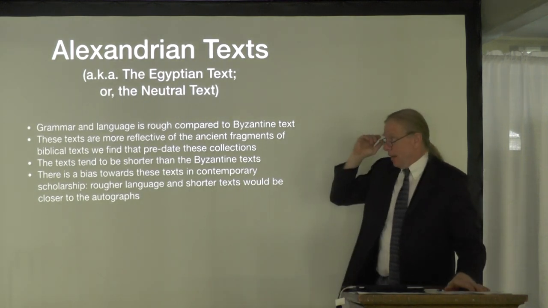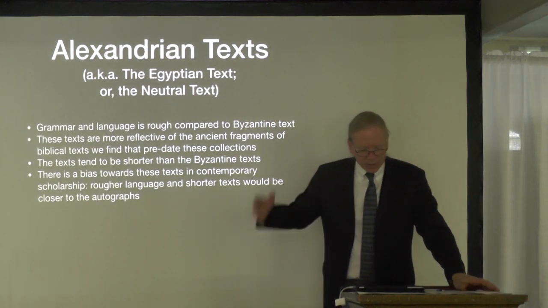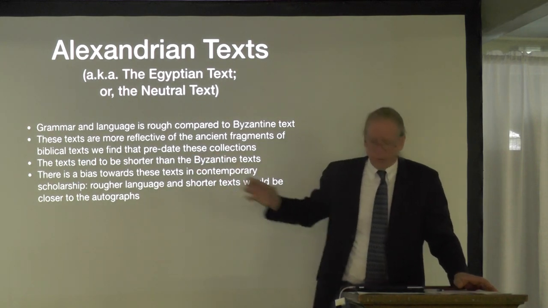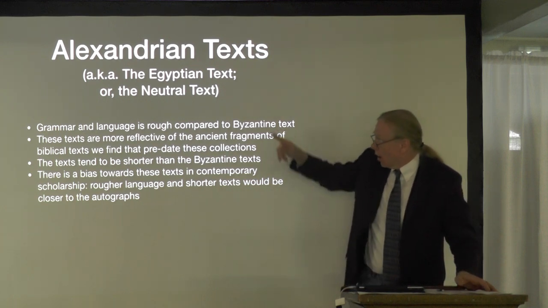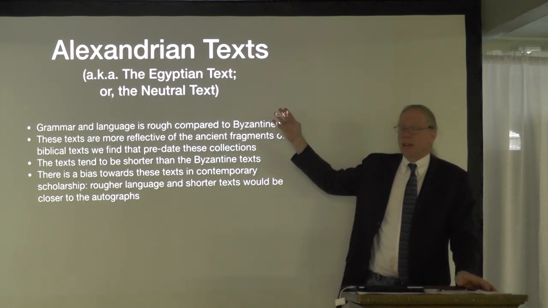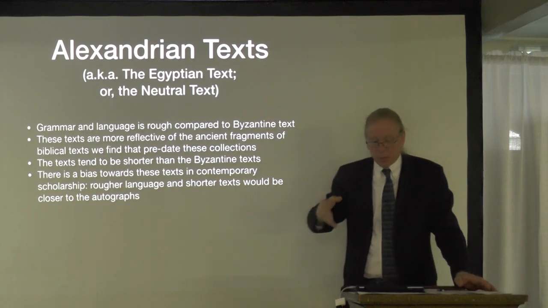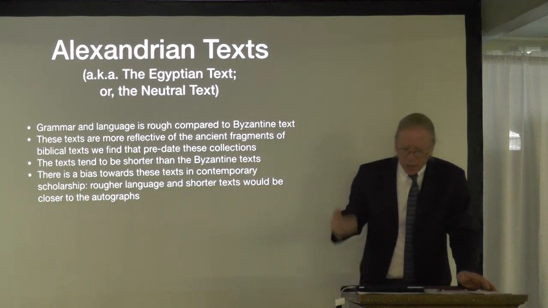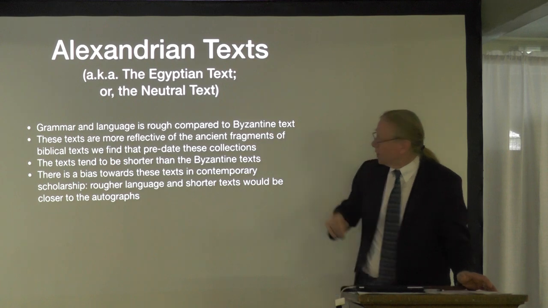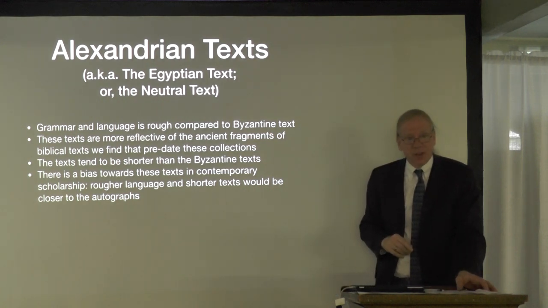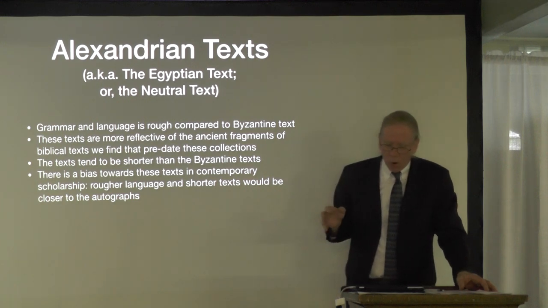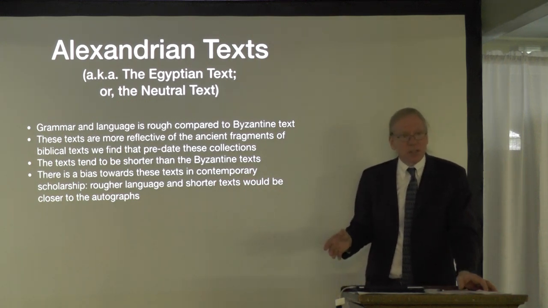In other cases it's called the Egyptian text. In other cases, the neutral text, although sometimes that phrase is used of a different type of text. But nevertheless, all of these have been used of this. Alexandrian text is only called Alexandrian because of where we think these texts probably originated from. The grammar and language in these texts tend to be pretty rough in comparison to the Byzantine texts. These texts are more reflective of the ancient fragments that we find.